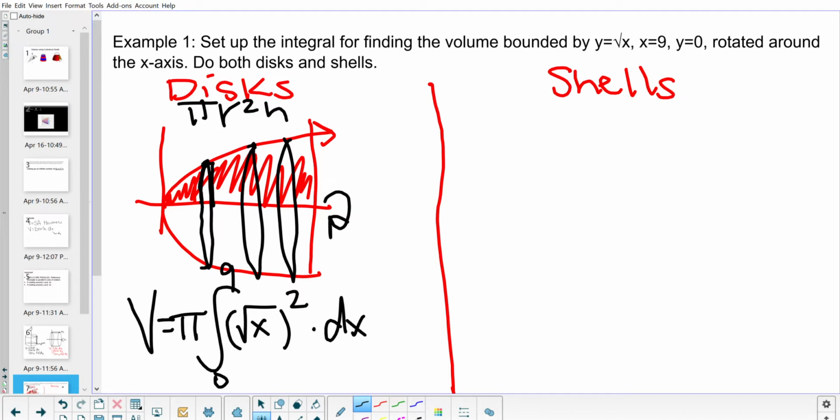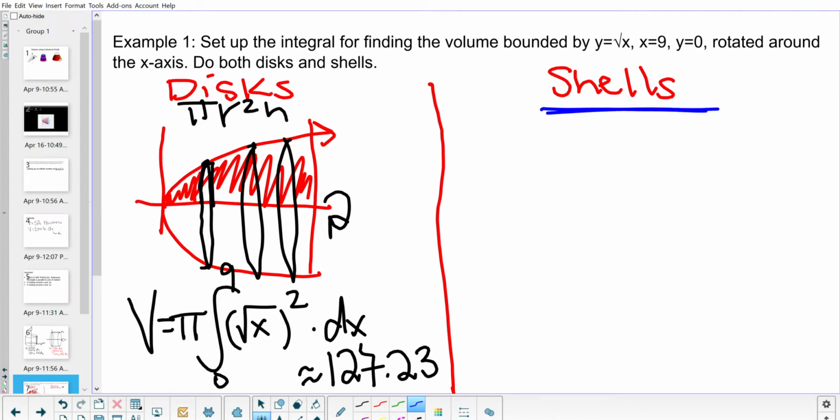Okay, so go ahead, pause the video, plug this into your calculator. You should get 127.23. Okay, now it's time to do the exact same thing, but using our new shell method.